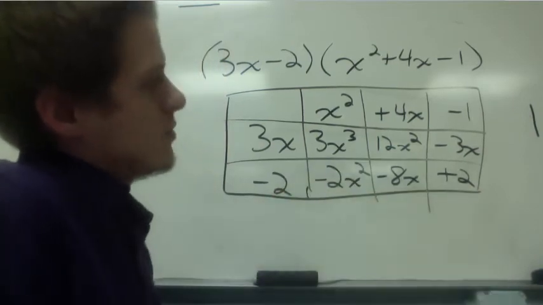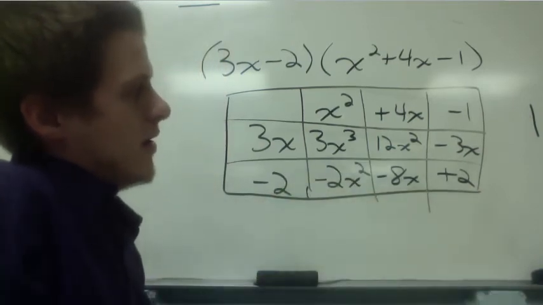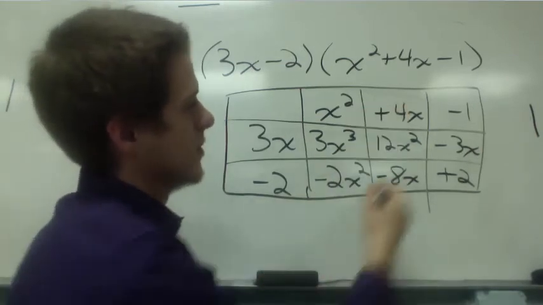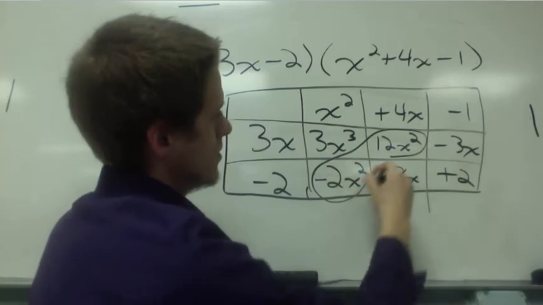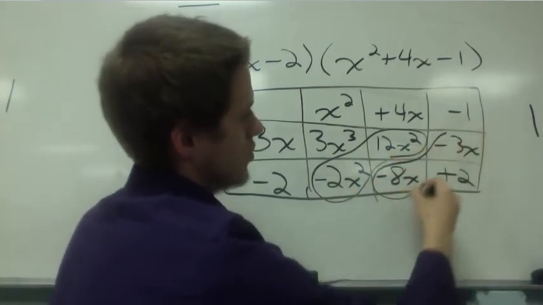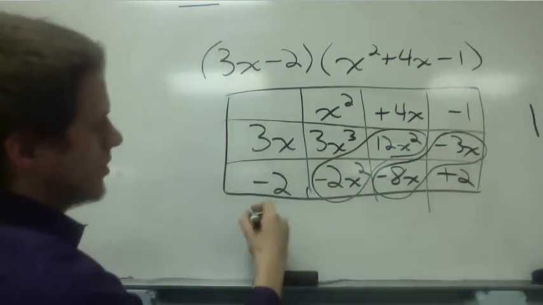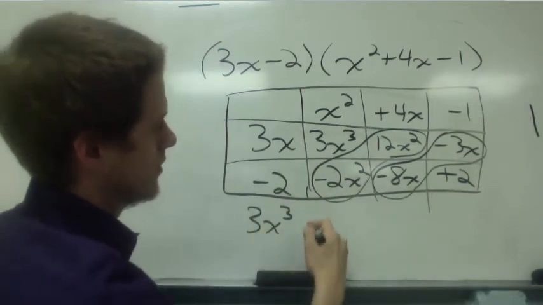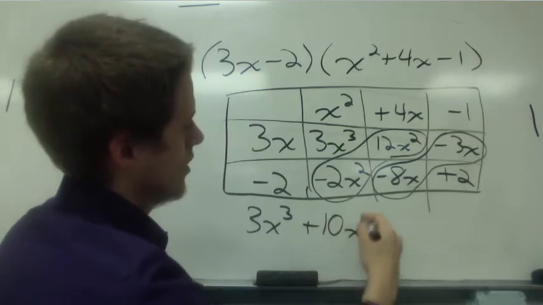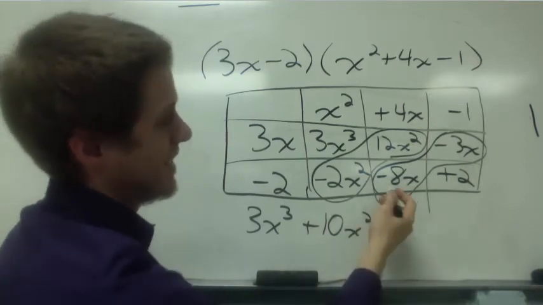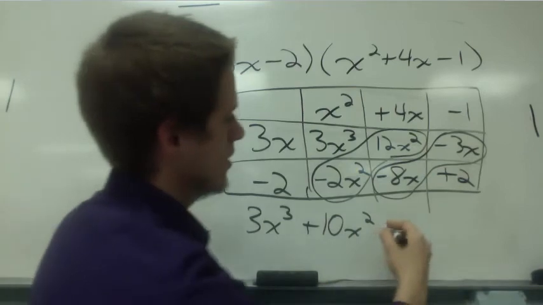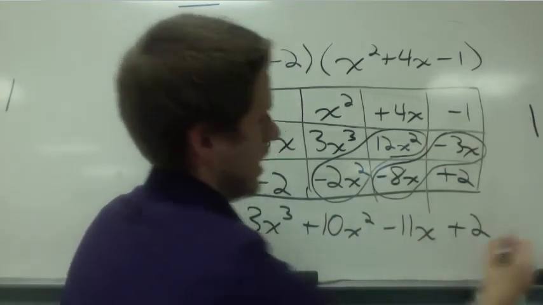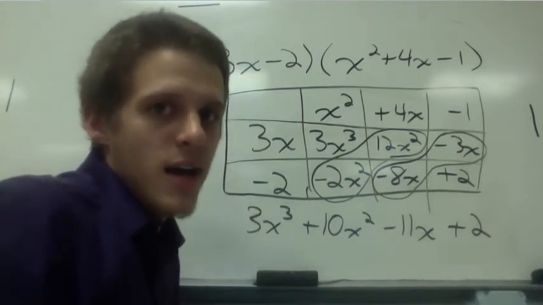So you're just going through each box individually and finding the area. So multiplying the top times the side. Combine any of those like terms. We've got two pairs of like terms in here. So I'll keep the 3x cubed out front. Negative 2 plus 12 gives me plus 10x squared. Negative 8 plus negative 3, negative 11x. And then you've got your plus 2 on the back side.